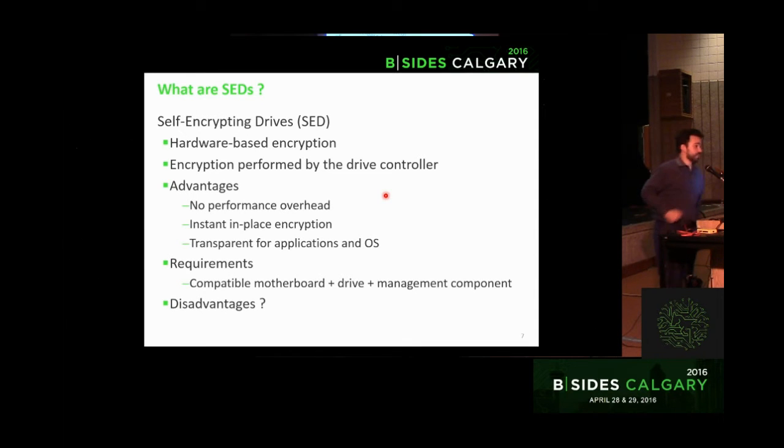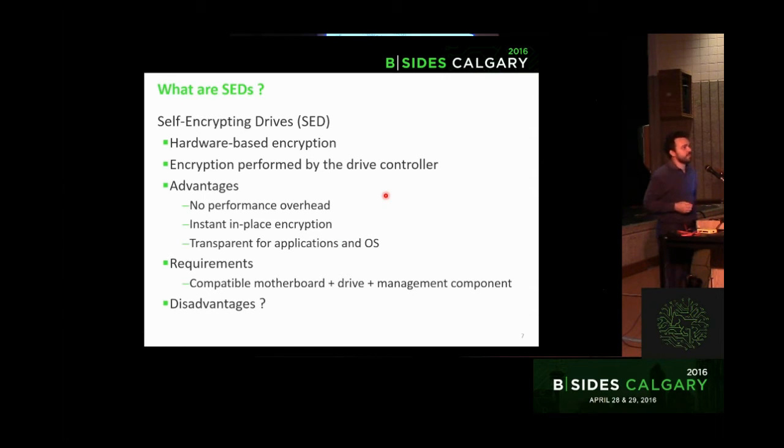And it has a couple of advantages. One of them is it doesn't have any performance overhead. You're not using any CPU cycles to do the encryption. The drive does it for you. Another pretty good big advantage is if you want to encrypt your drive, it's just instant encryption. You just change a switch and your hard drive is instantly encrypted. And we're going to see in a second how that works and how that's possible.